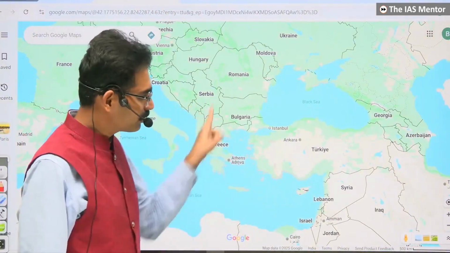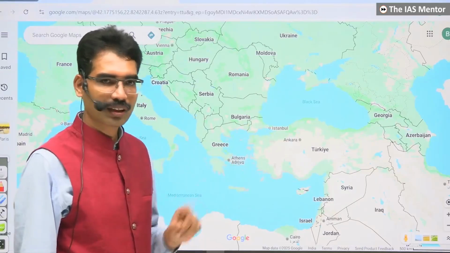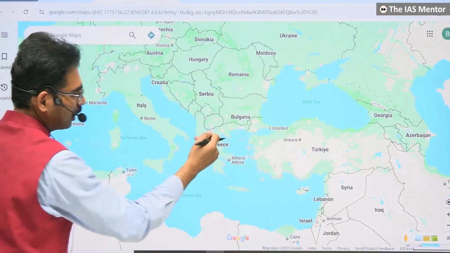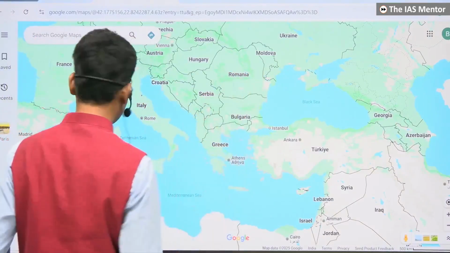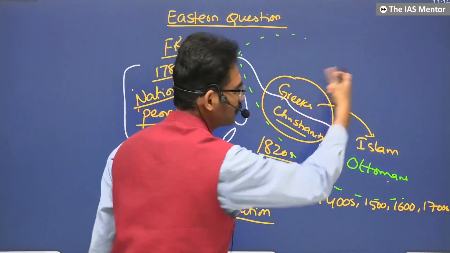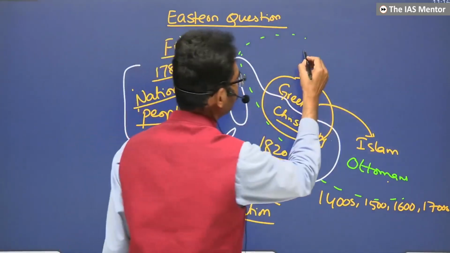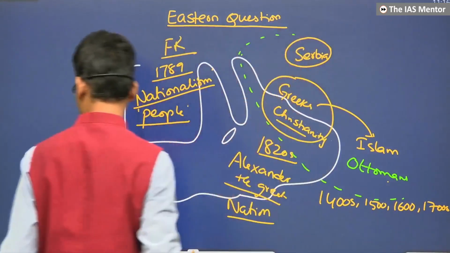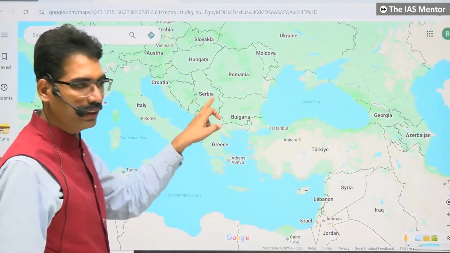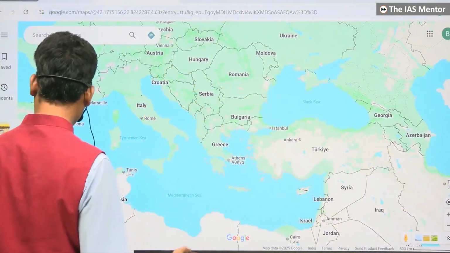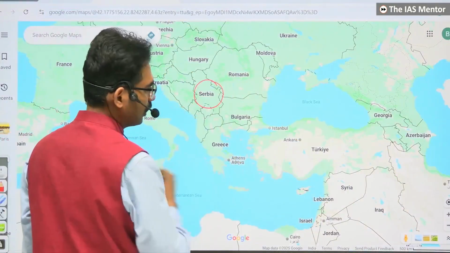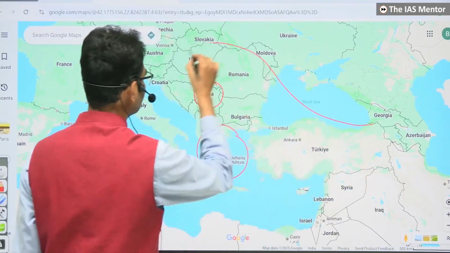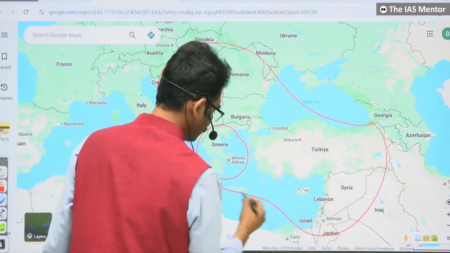Greece got independence from the Ottoman Empire in the 1820s. Now this has triggered, like the French Revolution triggered these people. Now naturally Greece is going to trigger the same kind of nationalist movement in other places. Serbia, another country. Now you can see Serbia, they also wanted independence. They fought and they gained independence from the Ottoman Empire. But the Ottoman Empire is trying to control all these regions.